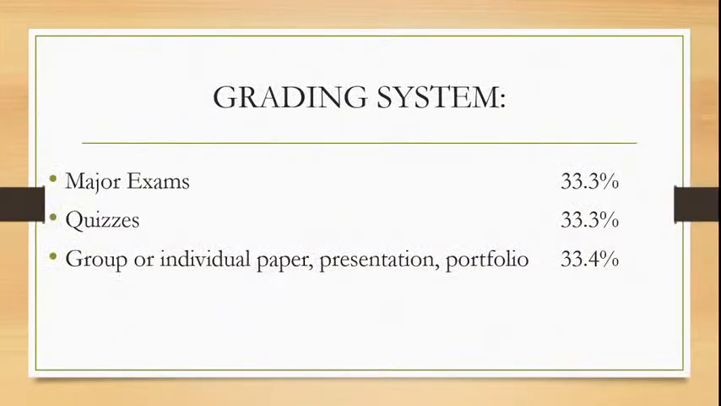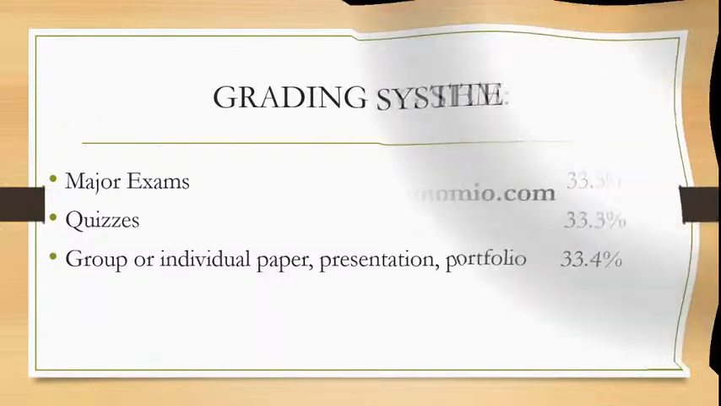So the grading system for this subject is that the major exam is 33.33%. The major exam includes the prelim, the midterm, and the finals. Then we have also the quizzes, which is 33.3% of your grade. Then you have the group, individual paper, presentation, and portfolio, which is 33.4%, so a total of 100%.